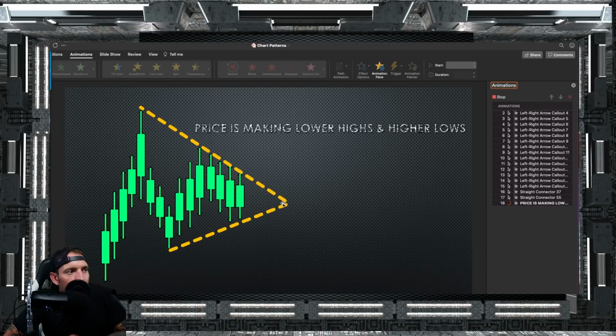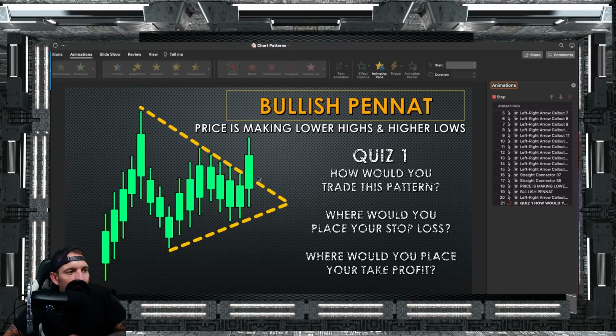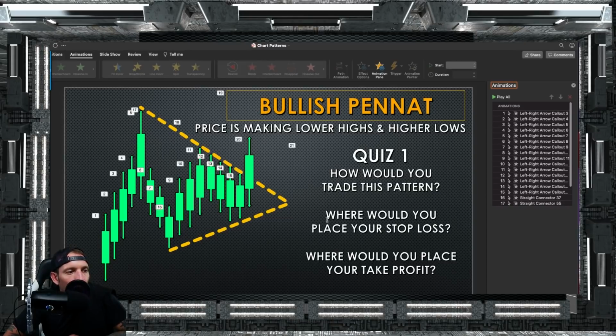Where is the trade? So you see price making higher lows and lower highs. Boom, right here. Do we take this trade right here? Is this where we trade it? How would you trade this pattern? Where would you place your stop loss? Where would you place your take profit?